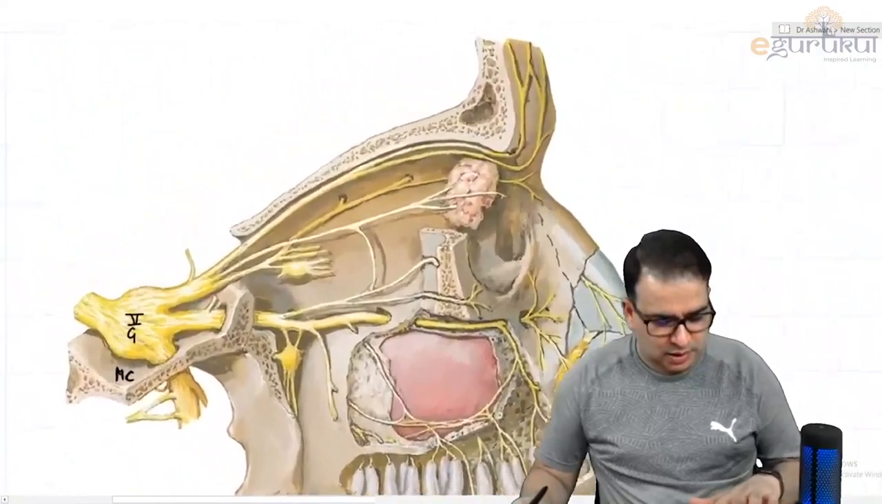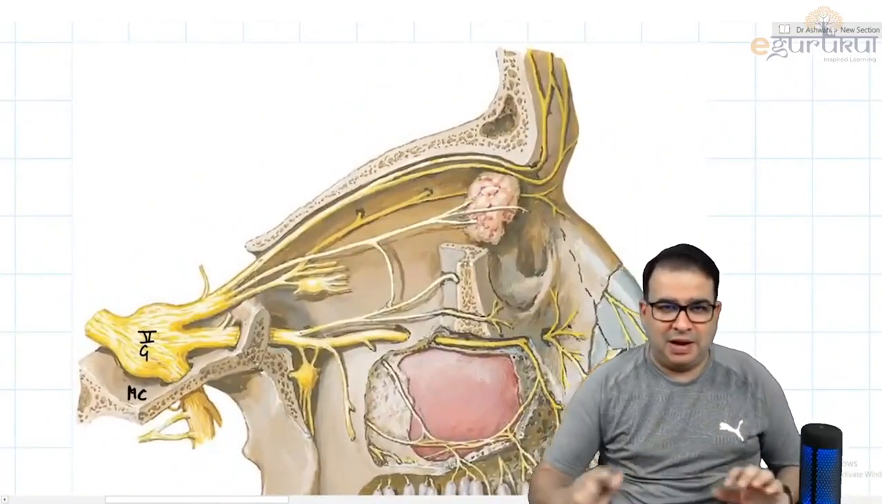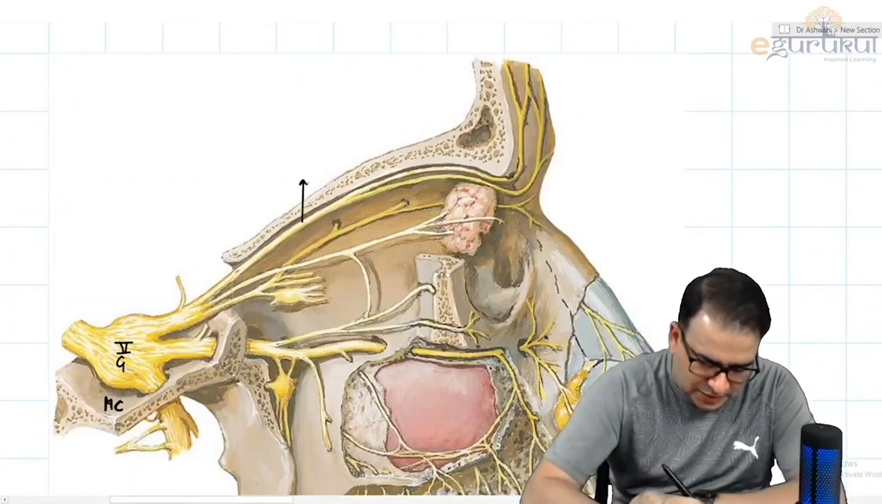It's a different view, but I want you to be able to identify them in every single view, guys. What nerve is this? What nerve is that? That is the frontal nerve. Look at this. That is a frontal nerve. And clearly this is a frontal nerve.